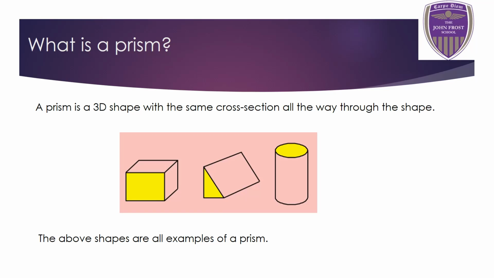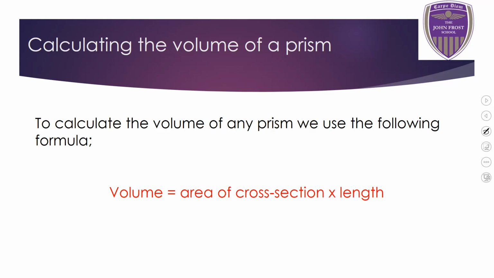Like we discussed yesterday, prisms are 3D shapes with the same cross section all the way through, and this one here is a cylinder. If you imagine a Pringles can, the circle at the top, the lid of the can, the little plastic bit you take off, if you cut the tube anywhere through, you're going to get that same circle. This yellow circle is the same circle all the way through the shape.